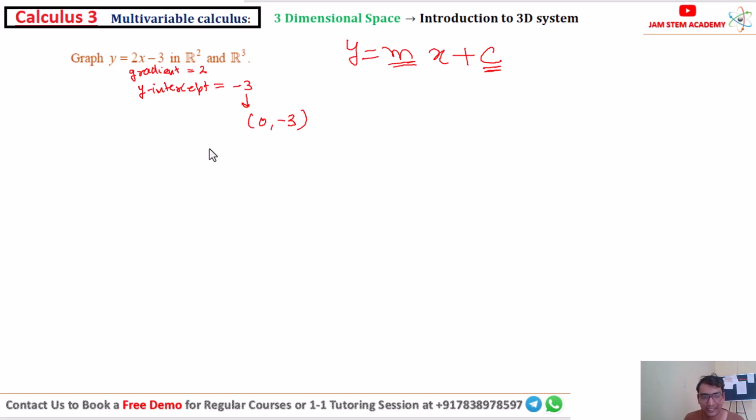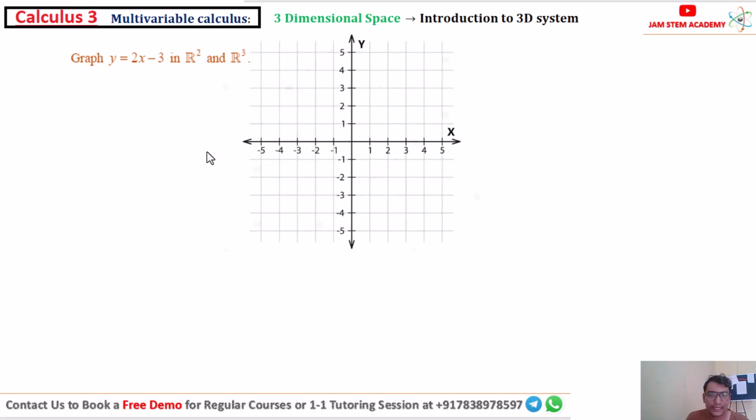You will get a plane, where that will be true for any value of z. So in 2D, if you put x equals 0 here, you will get y as minus 3. So this is the point over here, and similarly if you put y equal to 0, you will get x as 1.5 over here. So just join these 2 points and this is your answer. This is your graph for y equals 2x minus 3 in the plane.